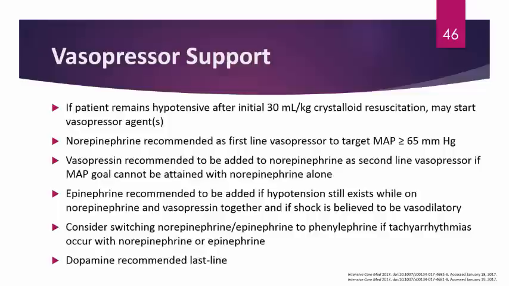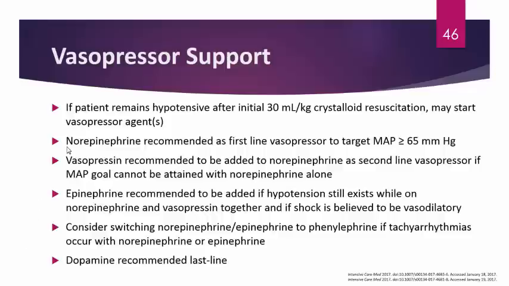So the first agent that they recommend in the sepsis guidelines is norepinephrine. Norepinephrine has a lot of alpha activity, which will clamp down on your vasculature to increase your MAP. It also has a little bit of beta effect, which will actually cause your heart to contract a little more and may increase your cardiac output and cardiac index. And in terms of septic patients, these patients are already what we call hyperdynamic, and they may already have increased cardiac outputs to start with.